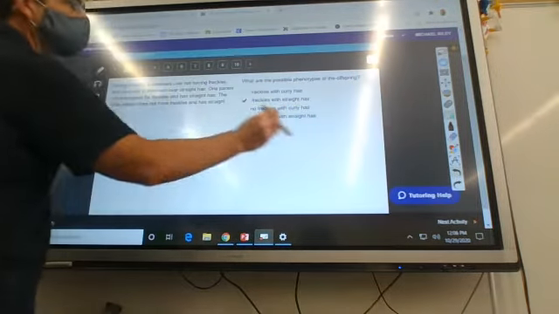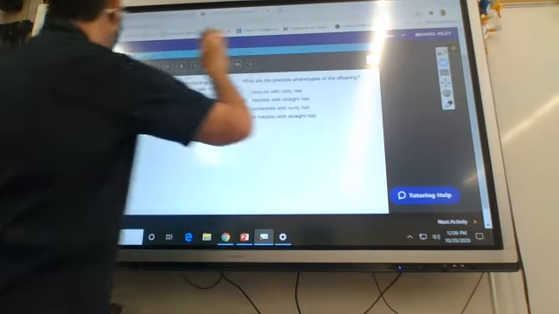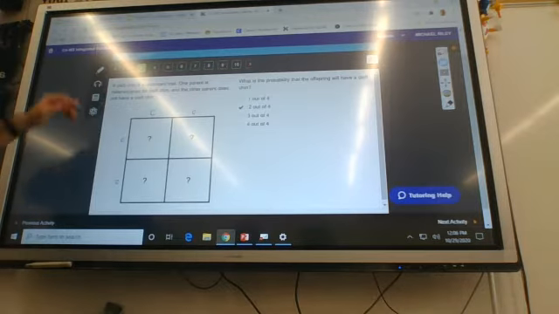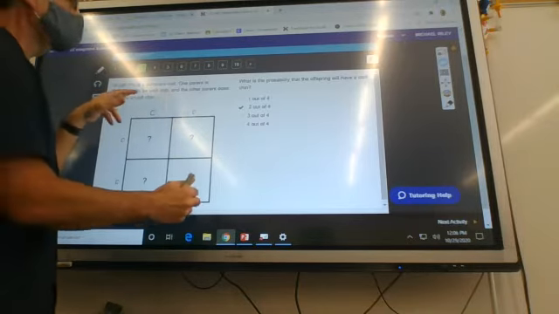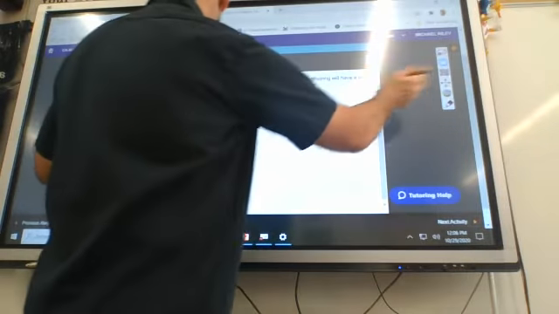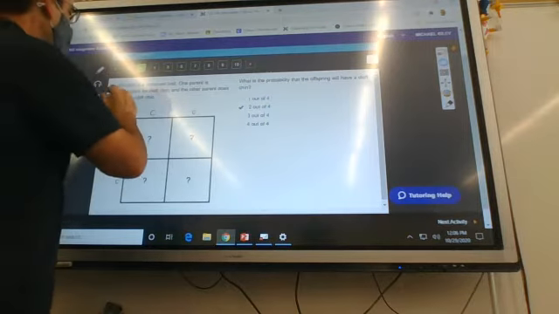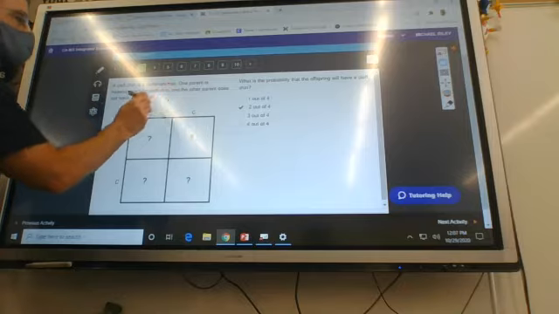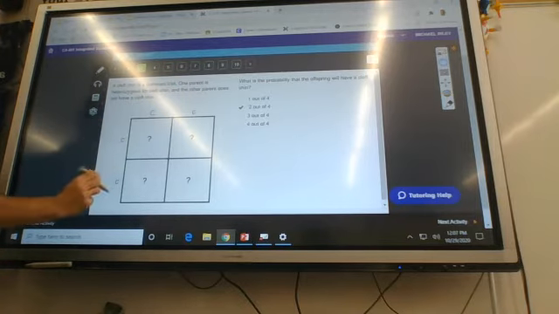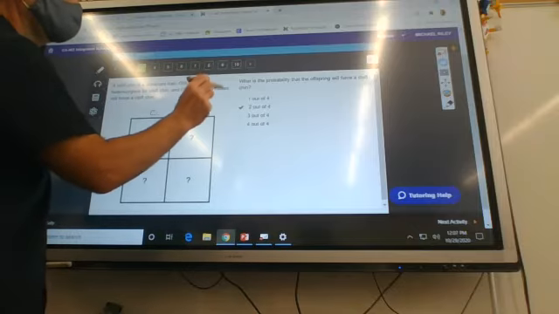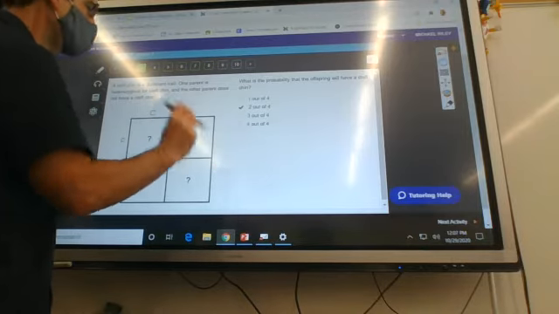Okay, next one. Cleft chin is dominant. One parent is heterozygous for cleft chin. So oh yeah, it already has it. Heterozygous for cleft chin. That's that one. And the other parent does not have a cleft chin. That's 2 lowercase letters. Okay. What is the probability that the offspring will have a cleft chin?